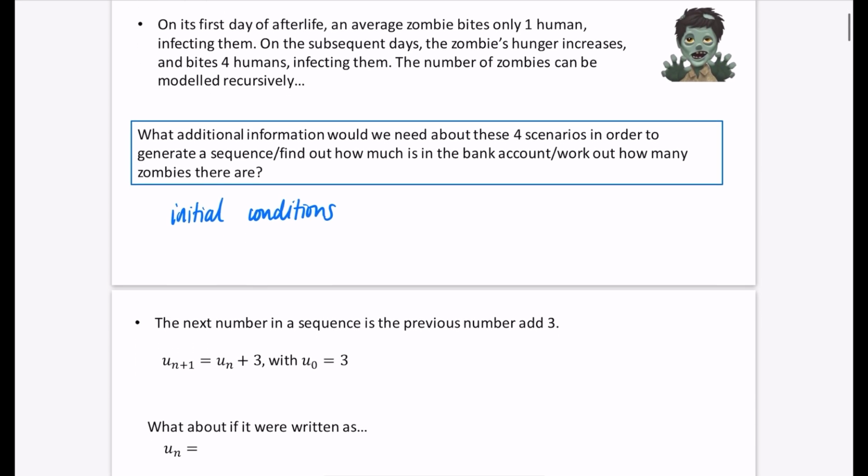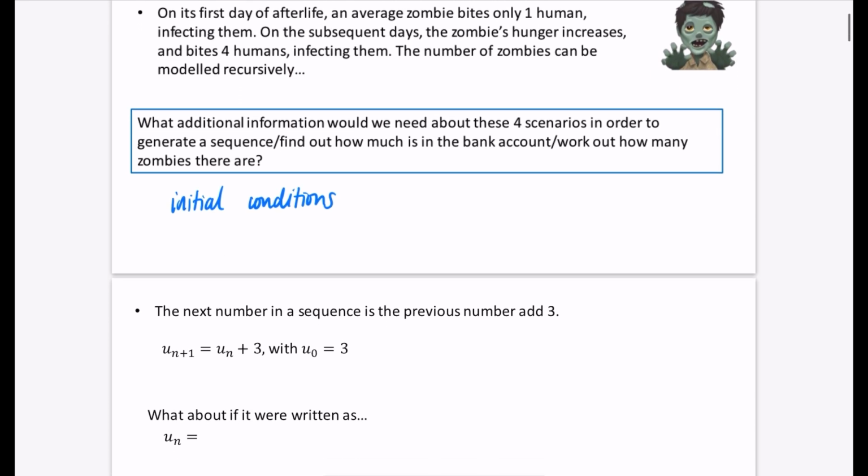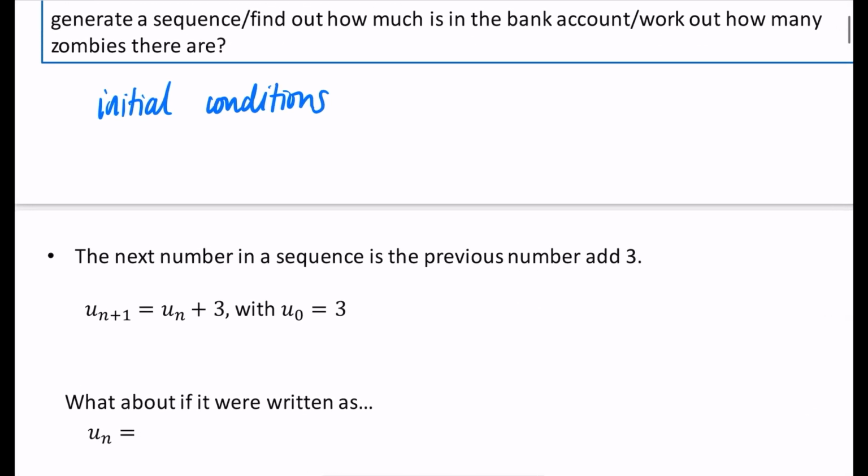So let's actually look at these, okay? Let's see if we can take these 4 bullet points and write them as recurrence relations. So this first one says the next number in a sequence is the previous number add 3. I'm going to use u to represent the term in the sequence, and n plus 1 to say the next number in the sequence. So the next number in the sequence is the previous number plus 3.